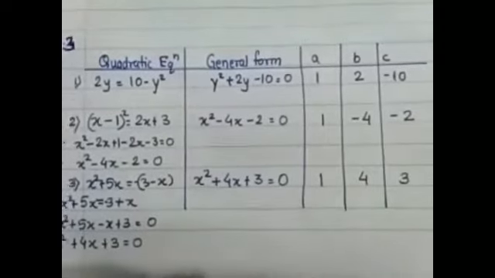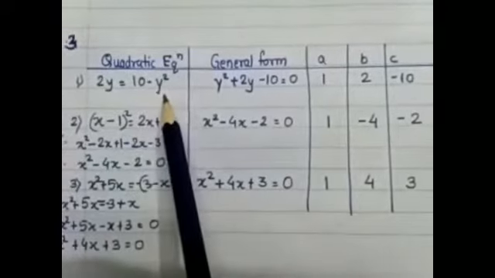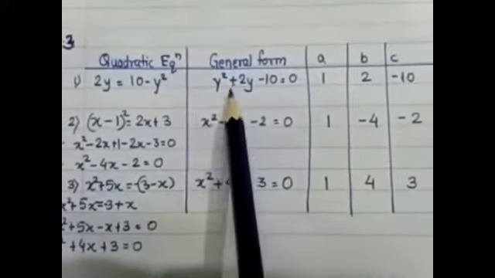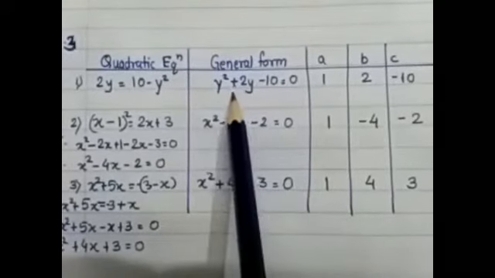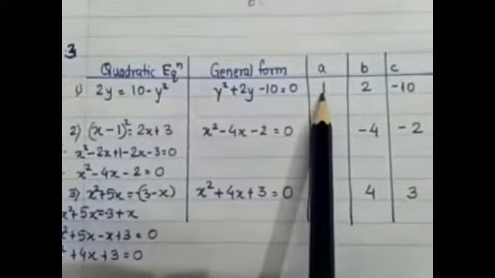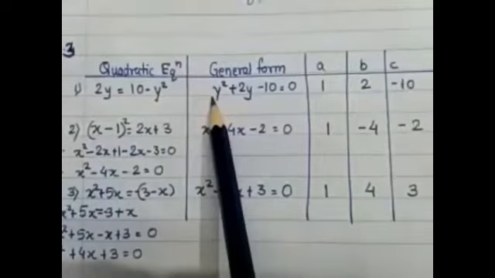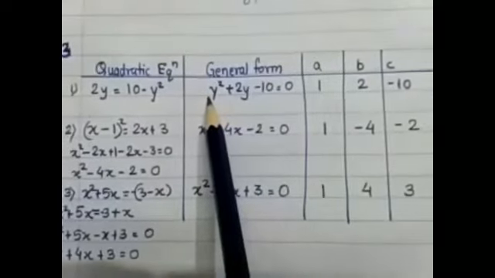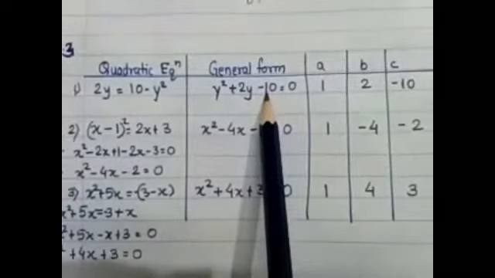Here is the solution. The quadratic equation given to us is 2y minus something is equal to 10 minus y square. If you rearrange it in the form, you will get y square plus 2y minus 10 is equal to 0. Now in this, a is 1, because nothing is written in front of y square, it means the coefficient is 1. b is 2, and c is minus 10.